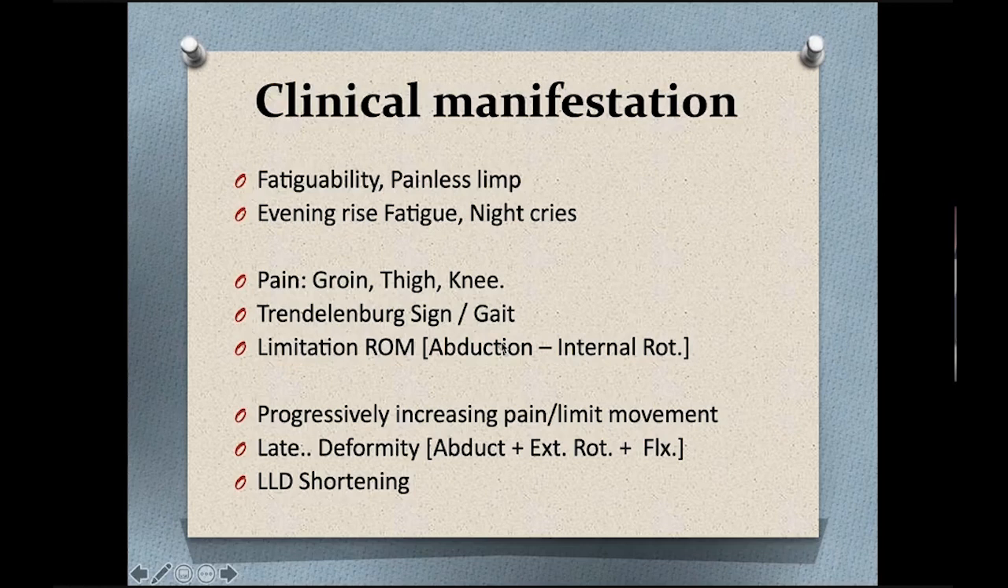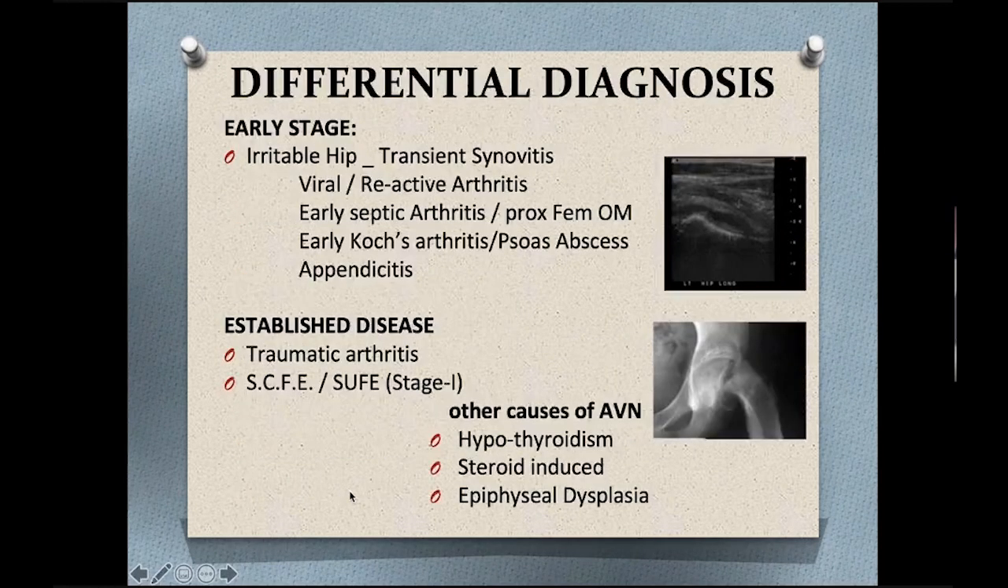internal rotation. And when the disease progresses more to the deformity stage, they have increasing pain and limitation of movement. In this, the limitation of movement may be in any direction. In the early stage, it is in abduction and internal rotation. But when there is a deformity, then there may be a limitation of rotations, abduction, external rotation, even in flexion. They may not have flexion of the hip joint more than 50 degrees. And then if there is a collapse, then there is a limb length discrepancy.